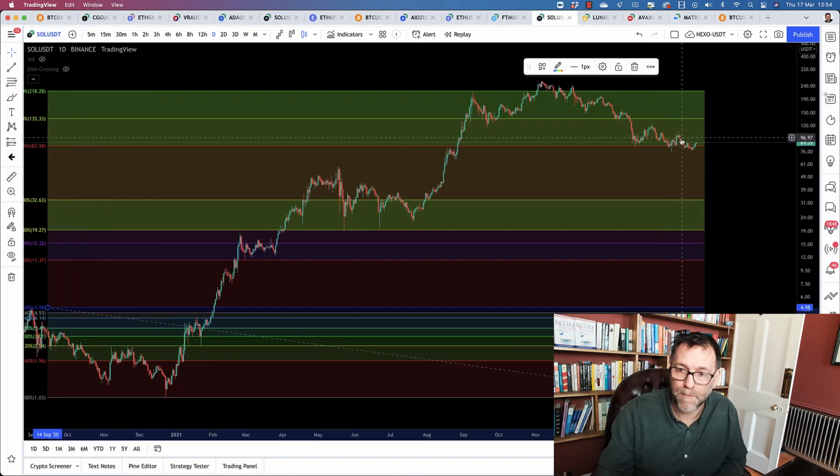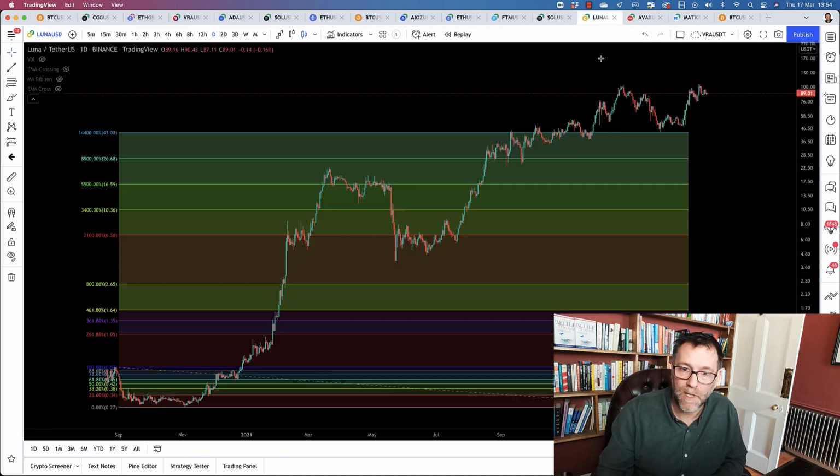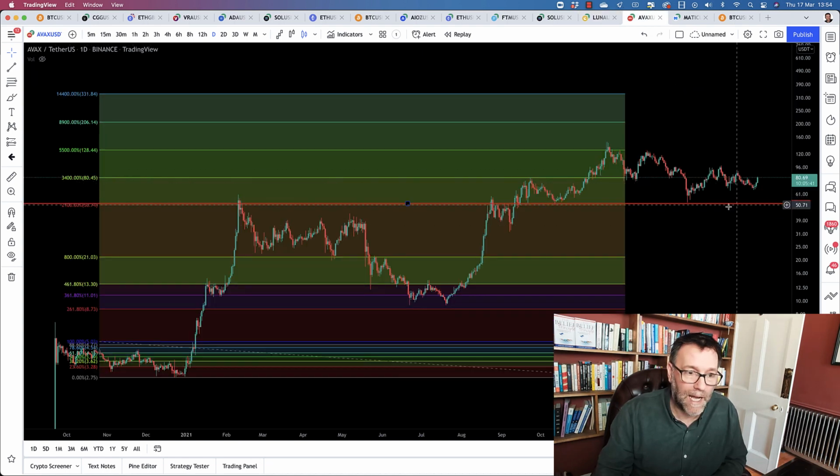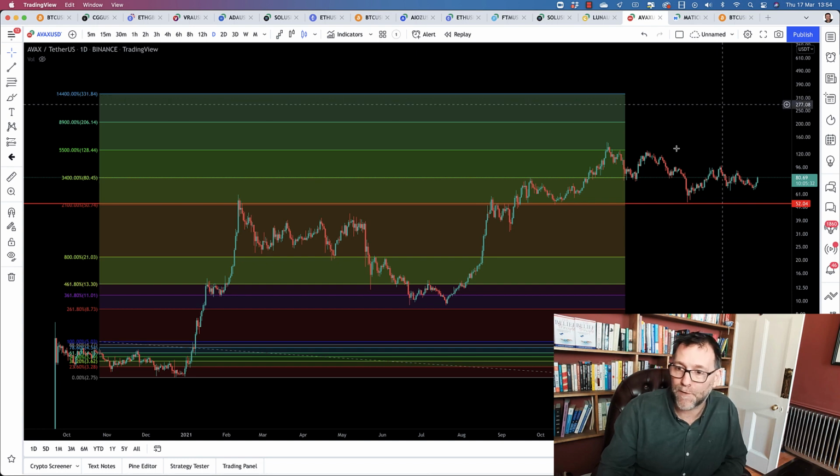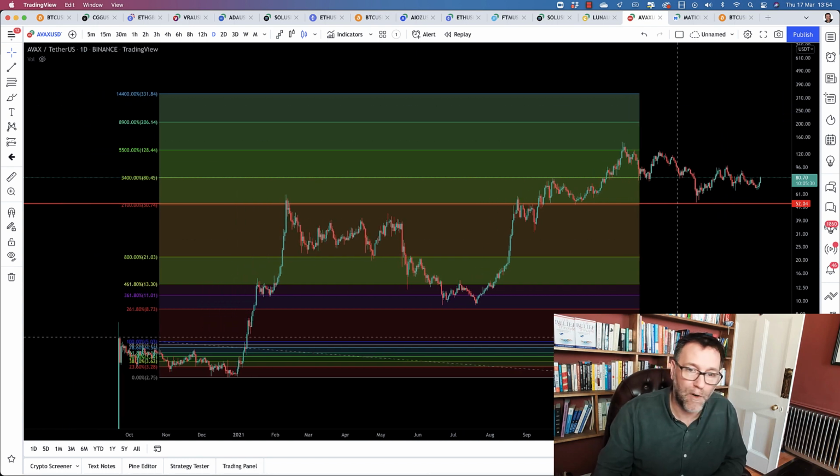You'll notice that Solana is still in the 21 level. Luna is still way out there on its own. And we've got Avalanche sitting on that 21, bounced off the 21 level, looking at the 34 level again, and it could go up to that 144 level, to $325 for Avalanche as well.